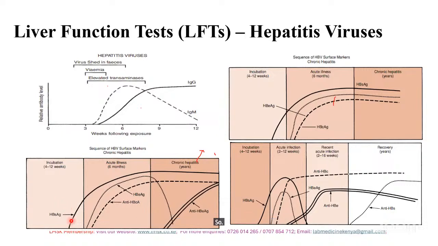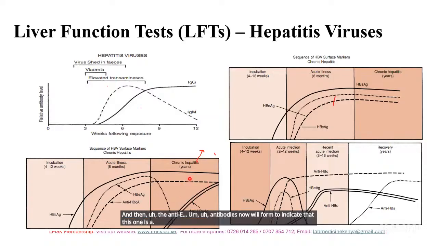So this is hepatitis B surface antigen. You can see this one here, the envelope antigen here reducing after the acute infection, and then the anti-E antibodies now will form to indicate that this one is an immune reaction to that particular infection.